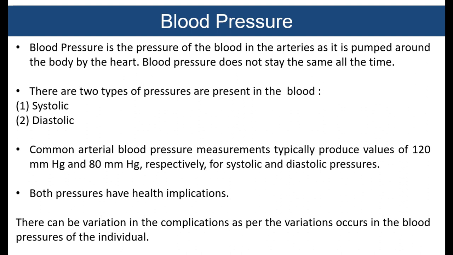And there are two types of pressure present in the blood. The very first is the systolic pressure, the other one is the diastolic pressure. A common arterial blood pressure measurement typically produces values of 120 mmHg and 80 mmHg, that is systolic versus diastolic respectively, okay? Systolic is in the range of 120 mmHg, and diastolic is in the range of 80 mmHg. Both pressures indicate health implications. There can be complications as per the variation in the blood pressure of the individual.